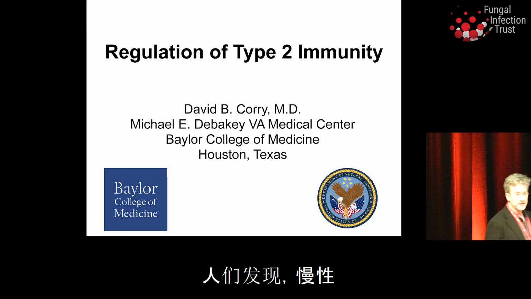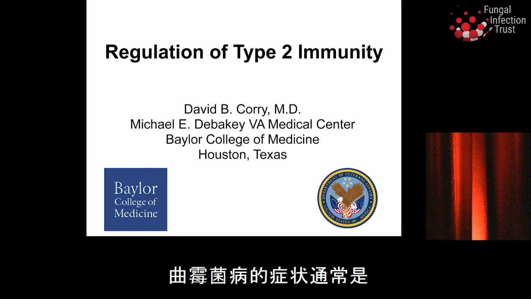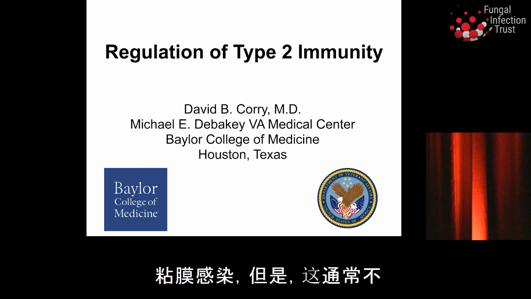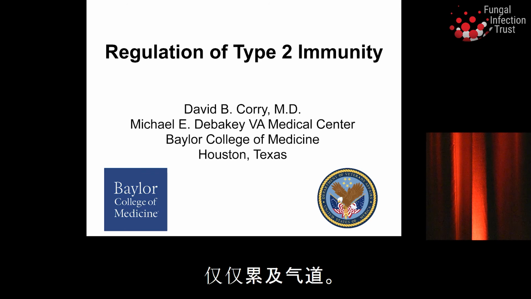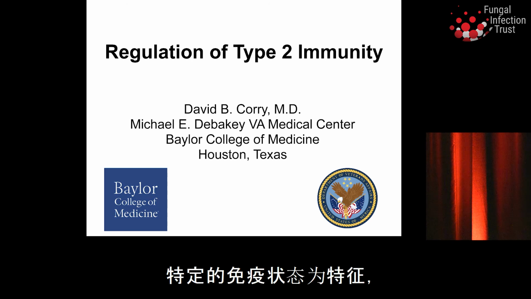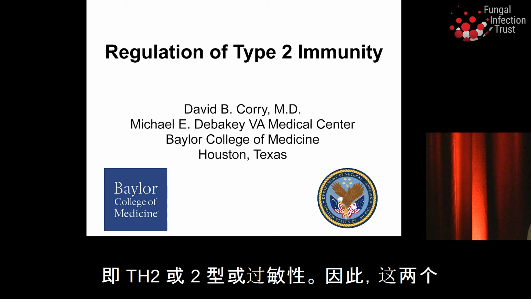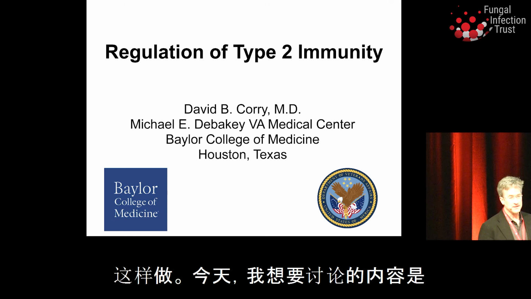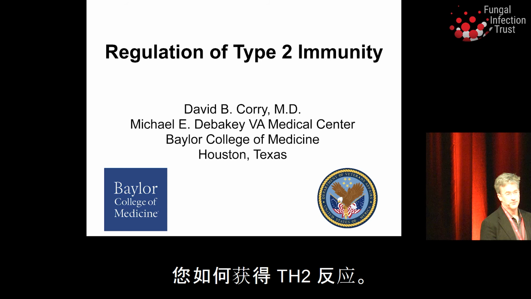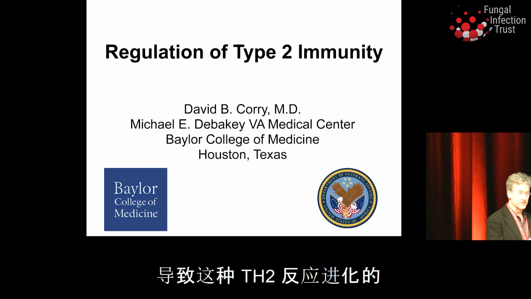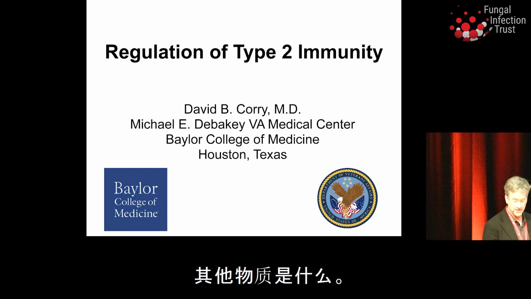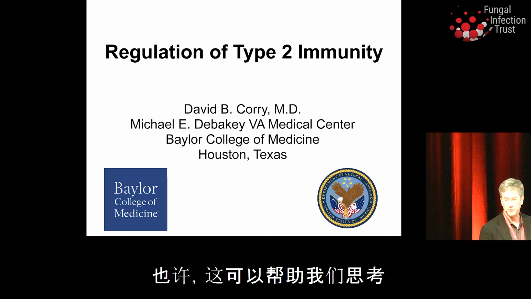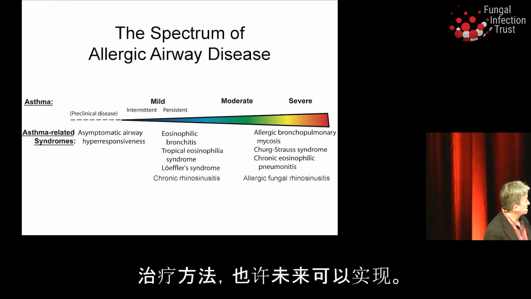And so it turns out that the chronic aspergillosis syndromes typically involve mucosal infections, often but not exclusively involving the airway, and they tend to be marked by a particular immune profile, that is Th2 or type 2 or allergic. So all of these terms are somewhat interchangeable, and I'll probably be doing that in today's talk. And so what I'd like to talk about today then is how you get that Th2 response. So what is it about fungi or something else in the environment that leads to the evolution of that Th2 response? So maybe that can help us think about therapeutics perhaps in the future.